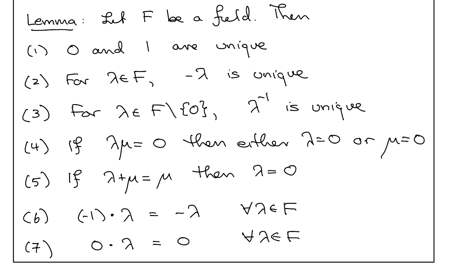Another property that's very useful in a field is if lambda times mu equals 0, then either lambda is 0 or mu is 0. That's a good way to see that Z6 is not a field, because in Z6, 2 times 3 equals 0, but neither 2 nor 3 are 0. So that would have sped up our proof, I guess. But the proof we did in Zn, that's how you prove this.